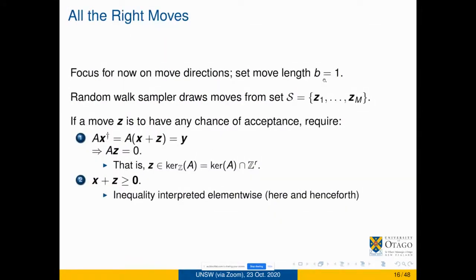So to keep things simple, let's for now just focus on moves of length 1. So suppose we're just trying to get a step in my random walk Metropolis-Hastings of length 1. Now, if the move z is to have any chance of being accepted, I require two things. Firstly, I require that my linear system still applies for the proposed value. So in other words, x dagger must still satisfy A x dagger equals y. Now, because x dagger here is just x plus z, remember, just taking a unit step, it follows that A z is 0. In other words, z, the move, must be in the kernel of A, of course, because I'm dealing with integers, within the integer kernel of A. But the other thing I require, because I'm dealing with counts, is that my x dagger must have non-negative entries. In other words, x plus z, all the entries must be non-negative. So in this requirement 2, the inequality is to be interpreted element-wise.